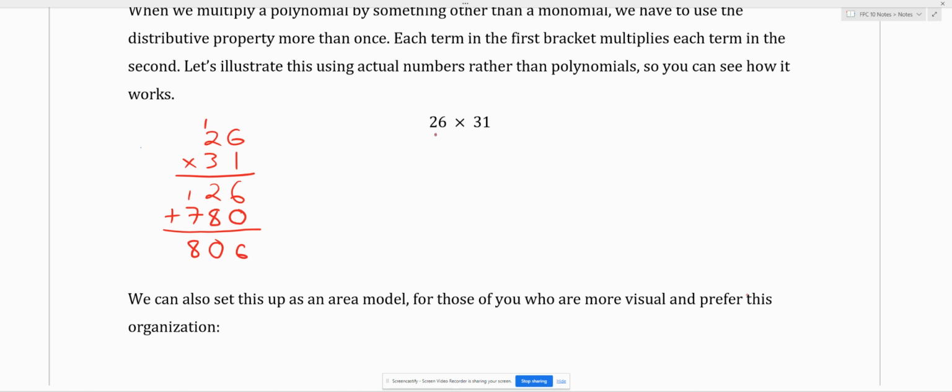I can take the 26, okay, and I can break it into 20 plus 6. Okay, nothing wrong with that. And I can take the 31 and I can break it into a 30 plus a 1. Okay, and now what this is saying, I now have two binomials. Sure, there's no variables right now, but that's okay. We can multiply this out.